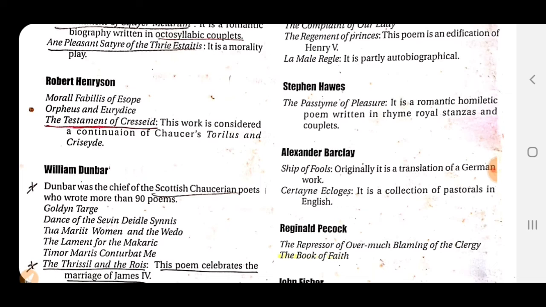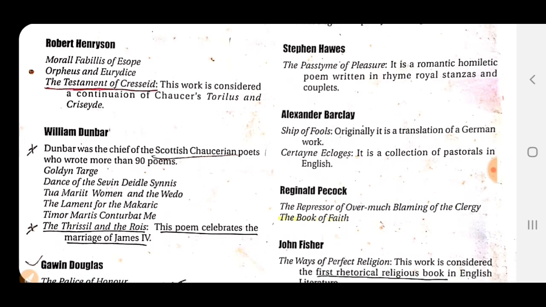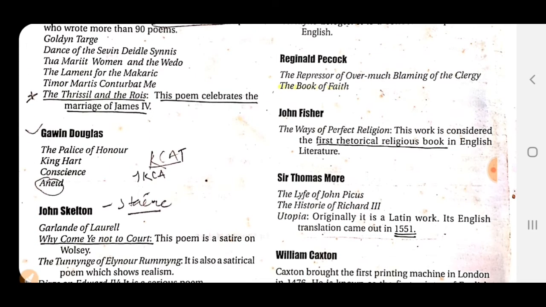Alexander Barclay. The Ship of Fools. Originally it is a translation of a German work. Certain Eclogues, it is a collection of pastorals in English. Reginald Pecock, The Repressor of Overmuch Blaming of the Clergy, The Book of Faith. Next is John Fisher. John Fisher, The Ways of Perfect Religion. This work is considered the first rhetorical religious book in English literature.